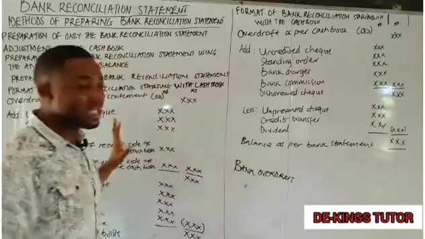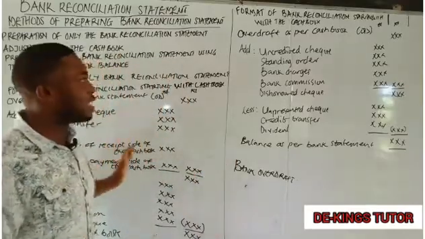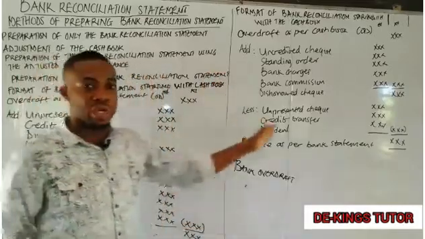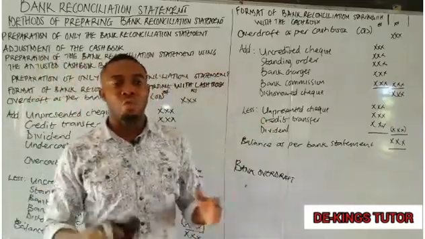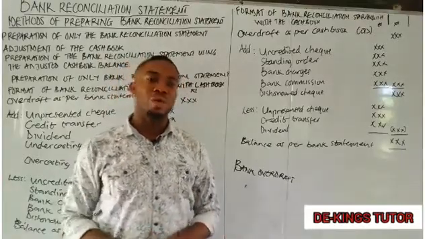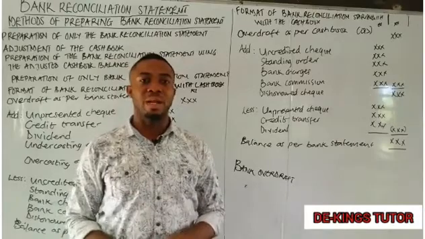That is the first method of preparing only the bank reconciliation statement. It can be in this form, starting with the cash book and starting with bank statement. Then if it is overdraft, it is this way. Now let's see the other method, which is preparing adjustment cash book and also reconciliation using the adjusted cash book balance. Stay tuned.